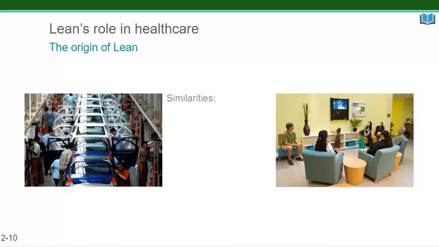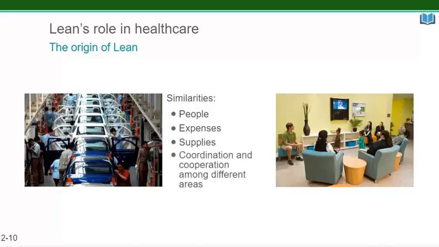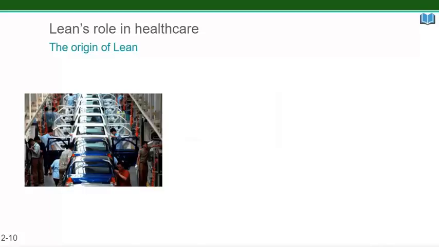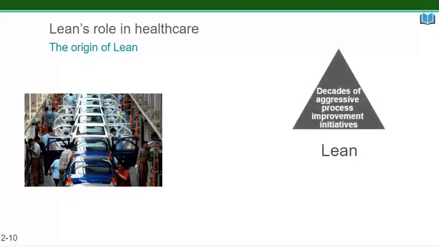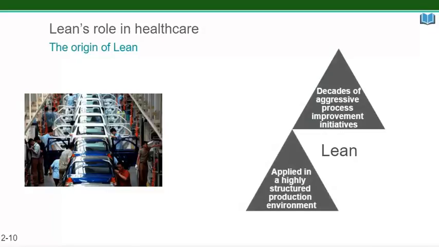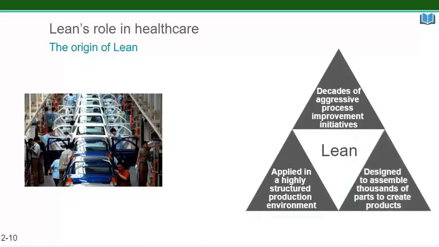You might have written down that both have people, and sometimes people need medical attention, or both have expenses and both require supplies, or both require coordination and cooperation among different areas. You might have thought of others. We performed this thought exercise because Lean originated in manufacturing, specifically automobile manufacturing in Japan. Lean was the result of decades of aggressive process improvement initiatives, applied in a highly structured production environment, and designed to assemble thousands of parts to create products.